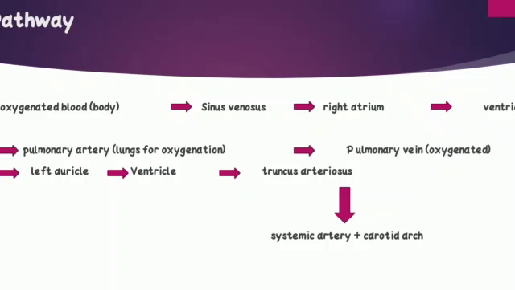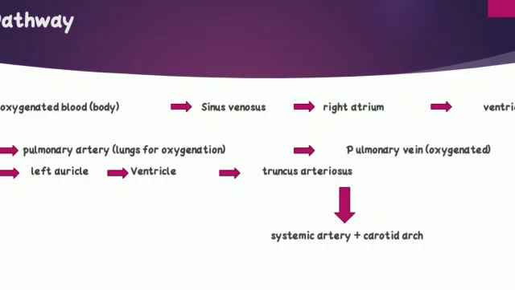When left auricle contracts, it will push the blood into ventricle. Now the ventricle contracts to push the blood into truncus arteriosus. Now from truncus arteriosus, blood would have two paths. Number one is systemic artery, number two is carotid artery or carotid arch. The systemic artery supplies the oxygenated blood to all the body parts, and the carotid artery will supply the blood to the brain.